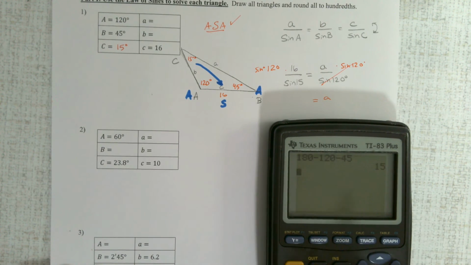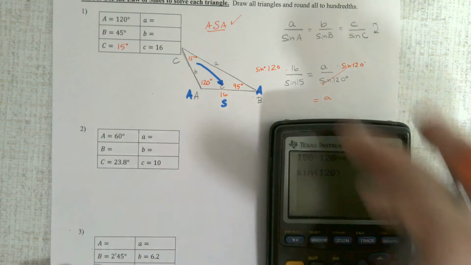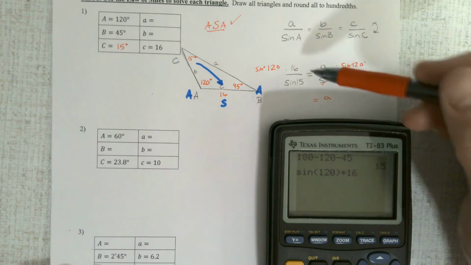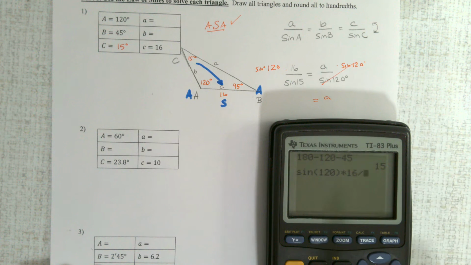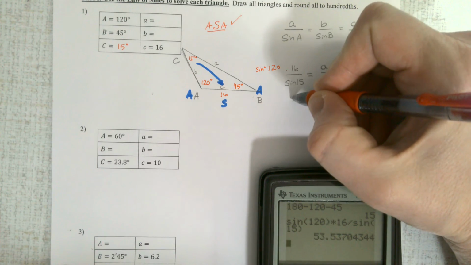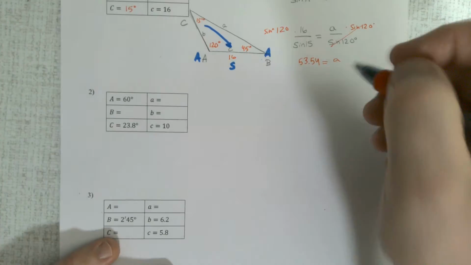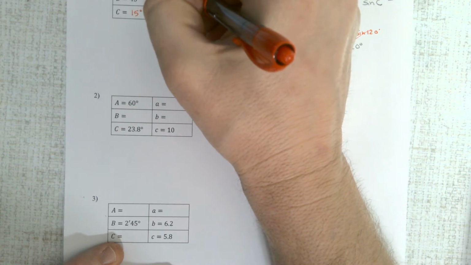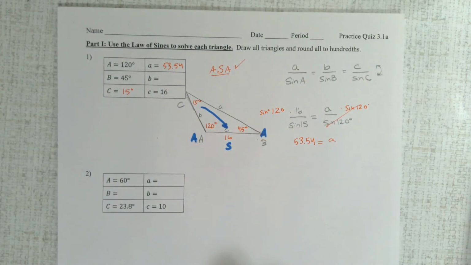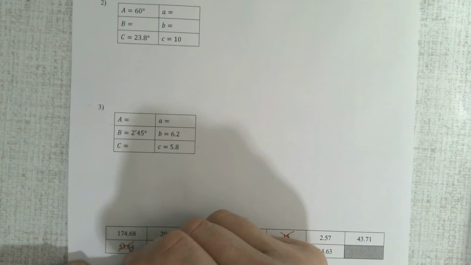Make sure your calculator's in degrees. Mine's in degrees, so I'm going to go sine of 120 parentheses times 16 divided by sine of 15. About 53.54. And that's a, 53.54, right there. And it's also right down here.